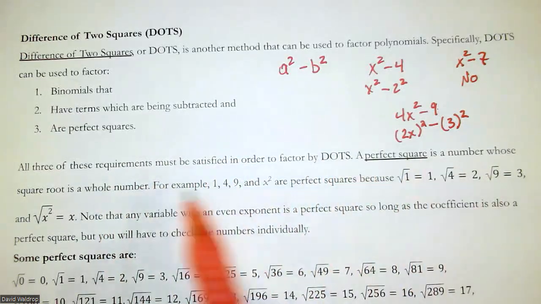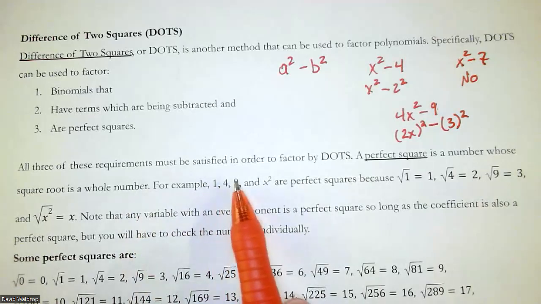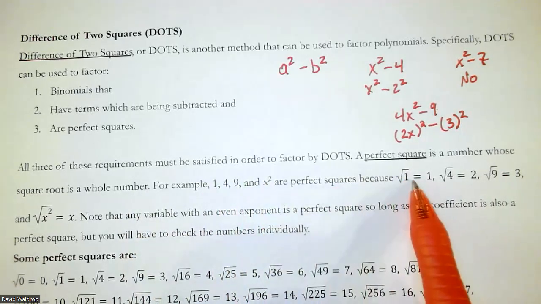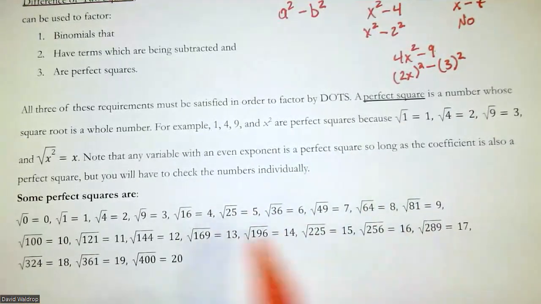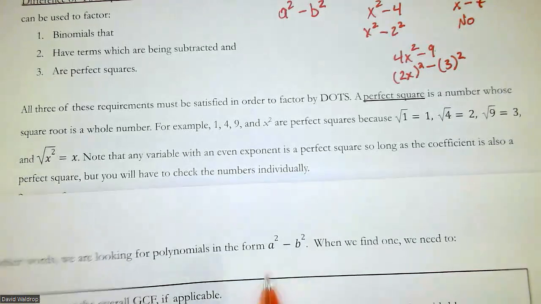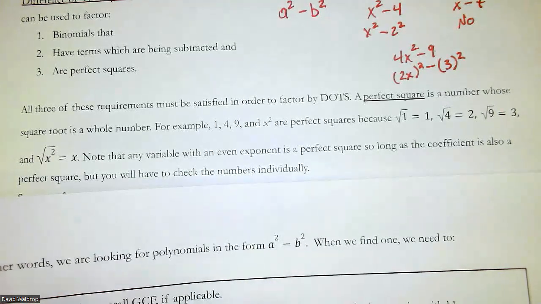A perfect square is a number whose square root is a whole number. So 1, 4, 9, x squared. Here's a list of your other ones. Here's a whole bunch of other ones if you need to refer back to. Like I said, we want to be able to write it as a squared minus b squared.